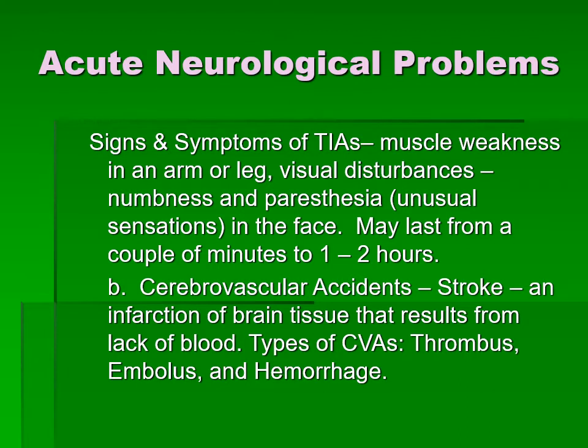A cerebral vascular accident, a stroke, is an infarction, a complete blockage of the blood supply to brain tissue that results from a lack of blood, and that brain tissue will die. Types of CVAs: a thrombus, an embolus, and a hemorrhage.